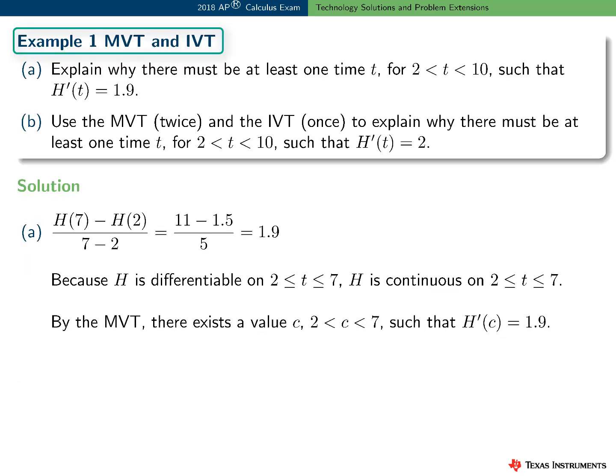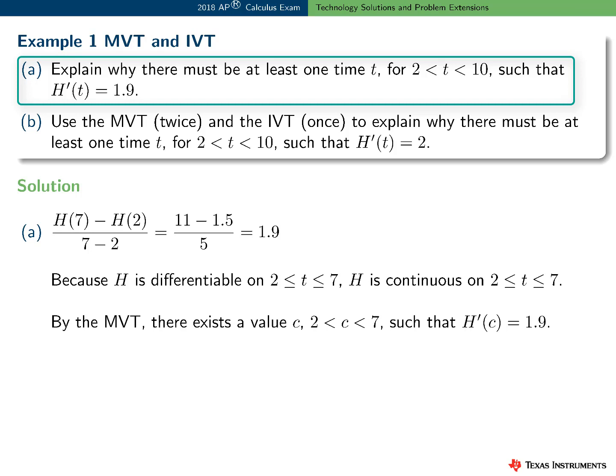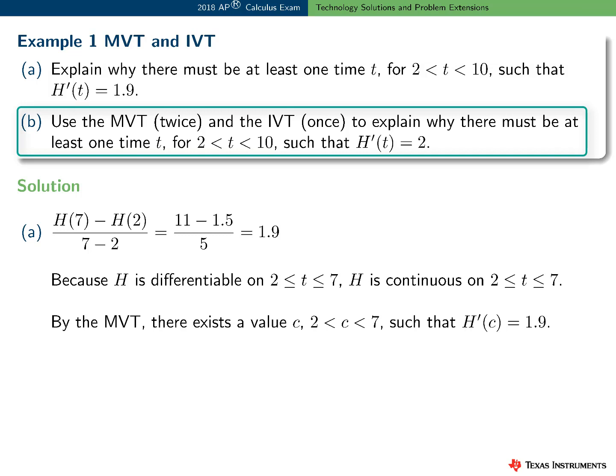Here's a problem extension to this free response question. In part A, explain why there must be at least one time t for t between 2 and 10, so that h prime of t is equal to 1.9. And in part B, use the mean value theorem twice and the intermediate value theorem once to explain why there must be at least one time t for t between 2 and 10, so that h prime of t is equal to 2.